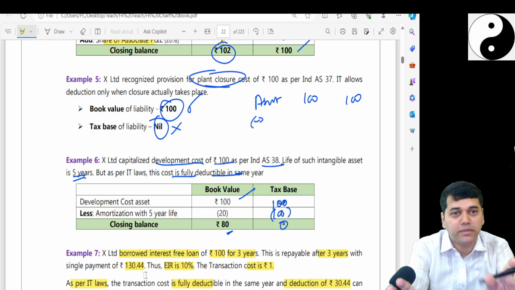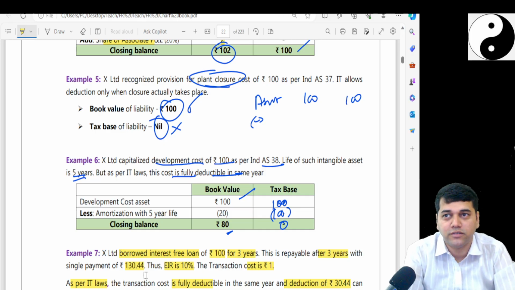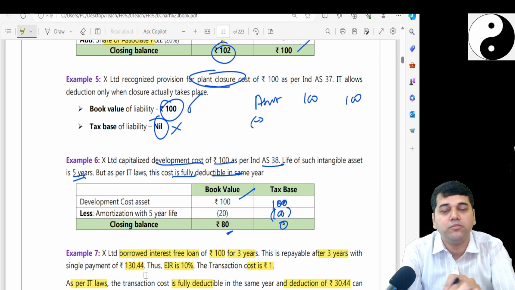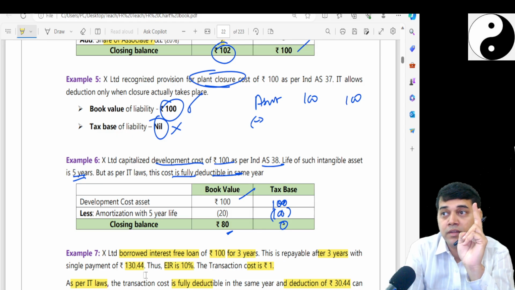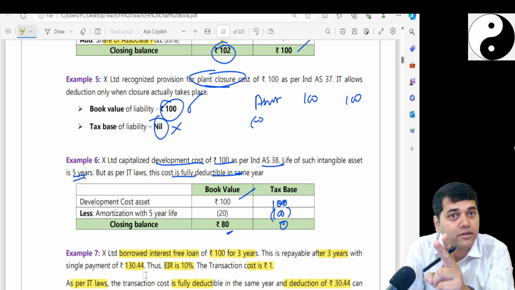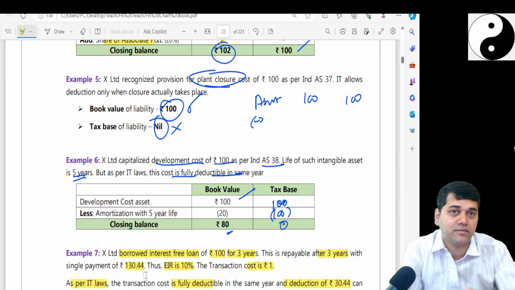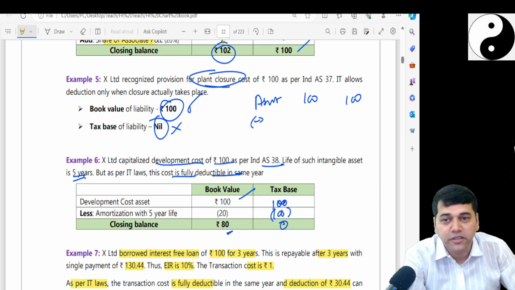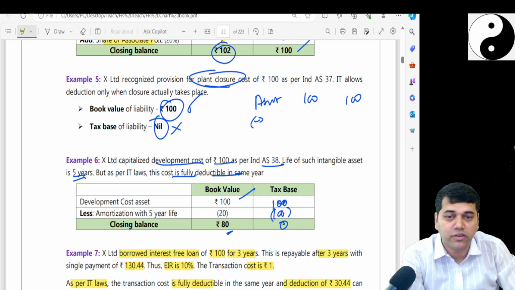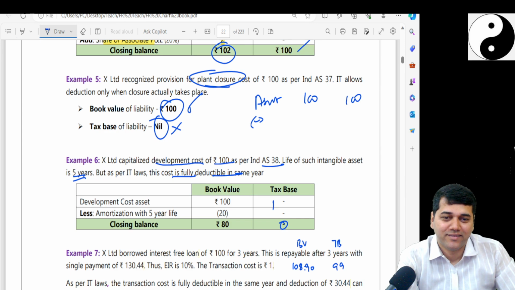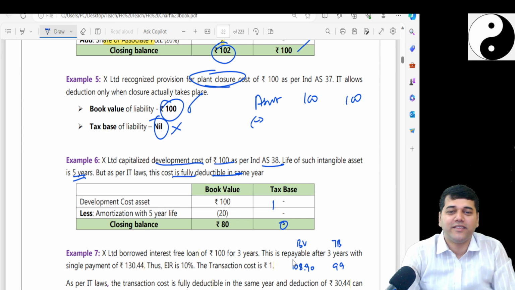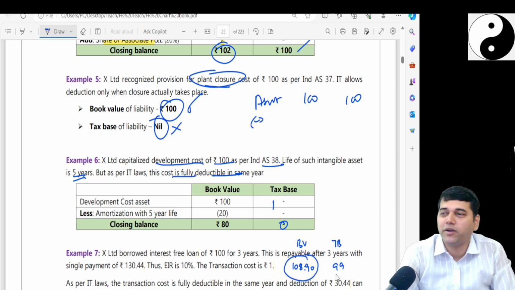Now, can you tell me, please pause the video, students, and tell me, at the end of the first year, what is my book value and the tax base? Yes, students, everyone will say that book value is 108.9 and tax base is 99. Okay, let us see now.